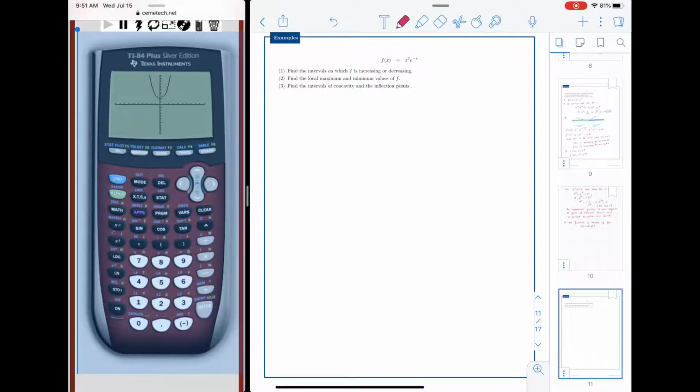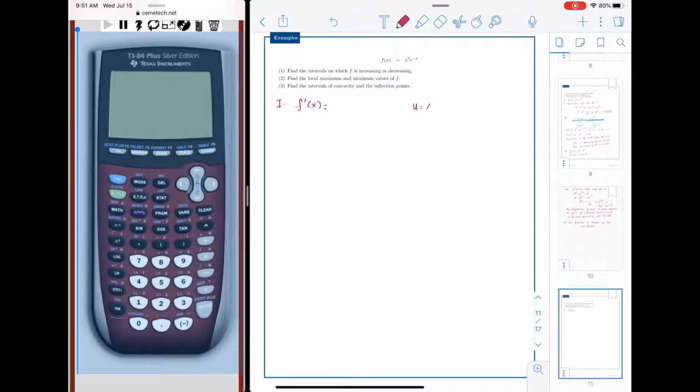Here is another example that uses an algebraic function, which is x squared, and an exponential function, which is e raised minus x. So the process is very similar. First, we have to find the first derivative. It is the derivative of x squared e raised minus x.